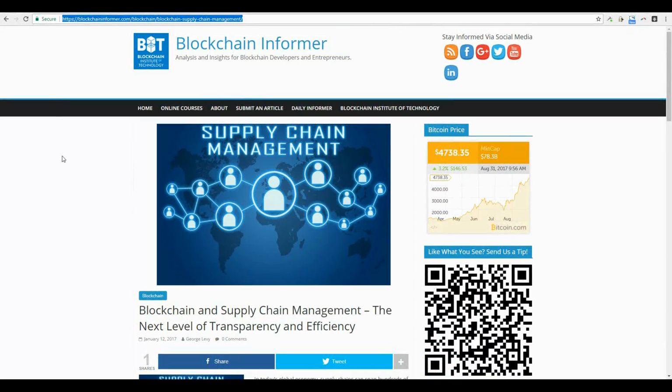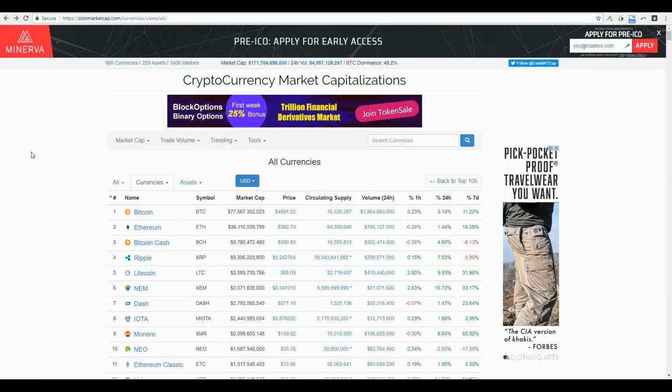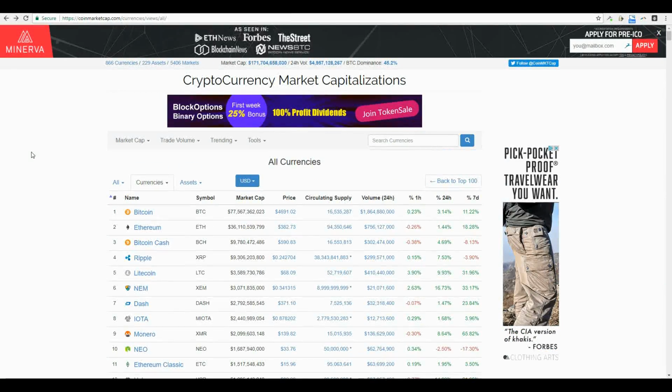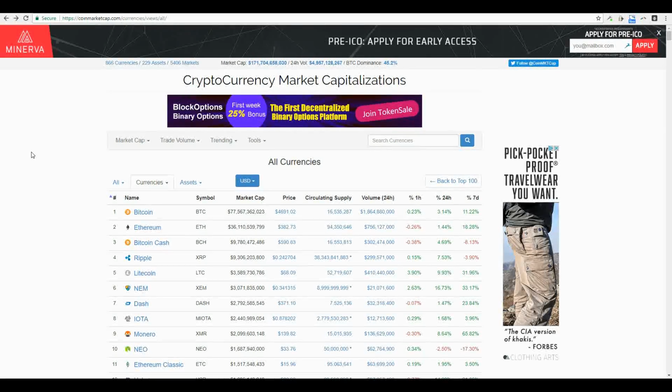Now, one key link that I want to take you to, which will actually put everything into context, is coinmarketcap.com. Coinmarketcap.com is a very valuable resource, not only because it tracks the market capitalization of cryptocurrencies, but because it presents a single place where you can track at this moment 866 different cryptocurrencies.